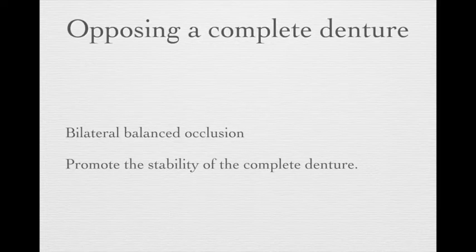So what if your RPD is opposing a complete denture? Then you still need to create bilateral balanced occlusion. The reason is that bilateral balanced occlusion can promote the stability of the complete denture. So this is not just considering your RPD design, it is also considering the opposing complete denture.